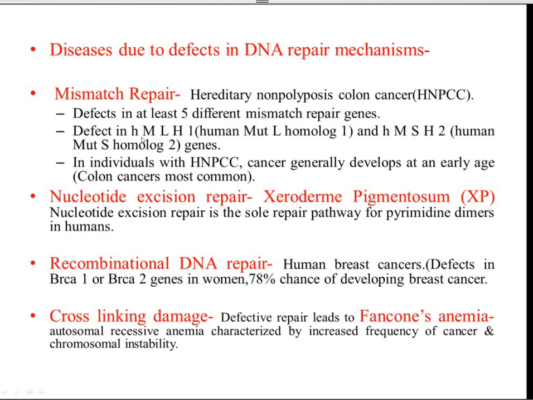For example, if there is a defect in the hMLH1 gene or the human MutS homolog 2, HMSH2 gene, the mismatch repair will not take place and it will result in a specific type of cancer, that is colon cancer. Now this cancer develops at a very early age. Now this is a recessive genetic disease that occurs in different families.